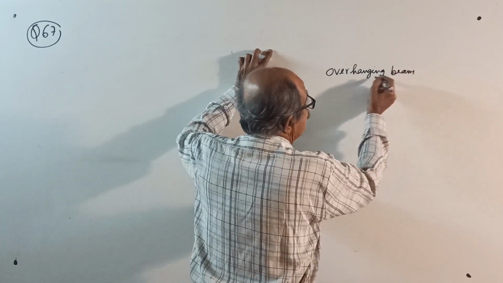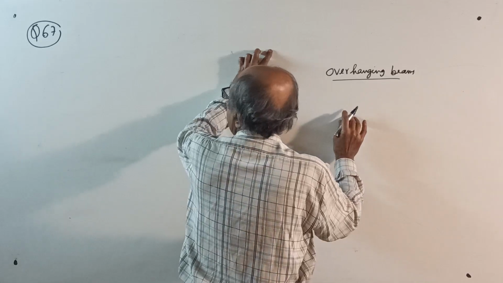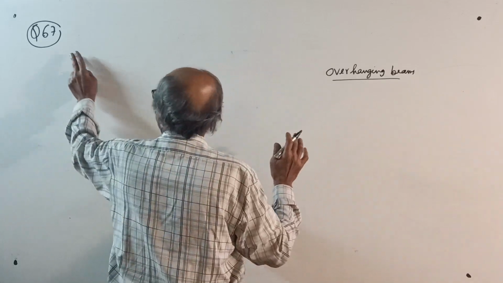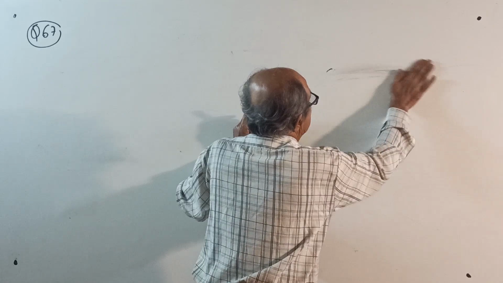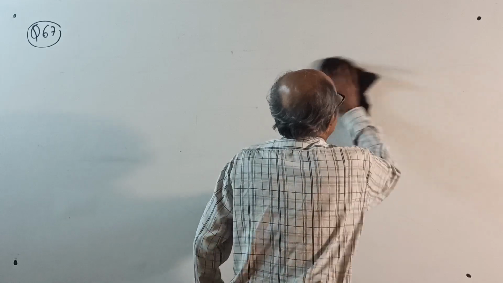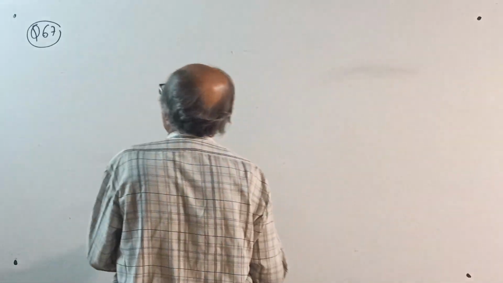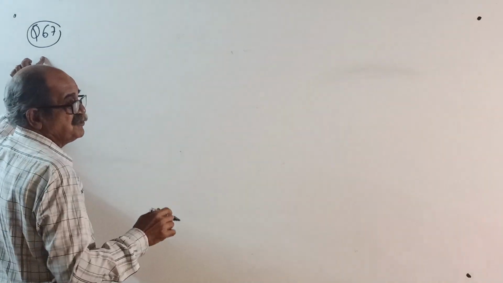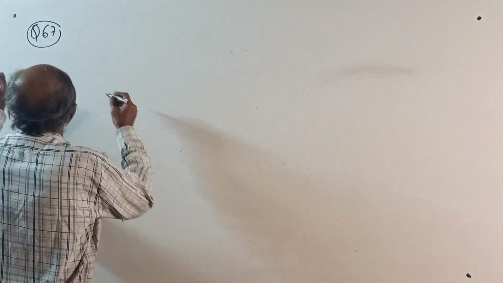I think the previous class question was 66, now it is 67. Okay. Now, marathon for overhanging beams. I will start from simple questions, then go for a little more loading. Question 67.